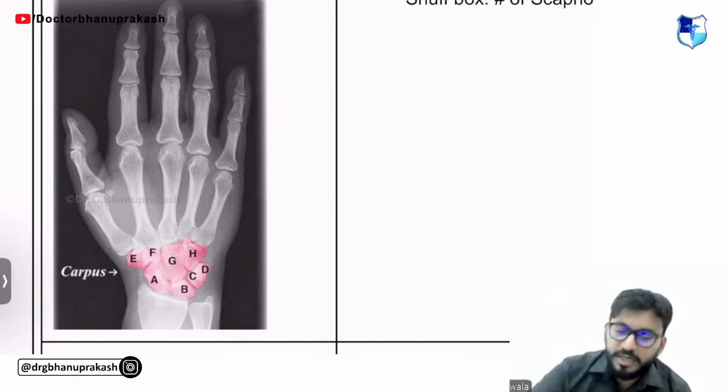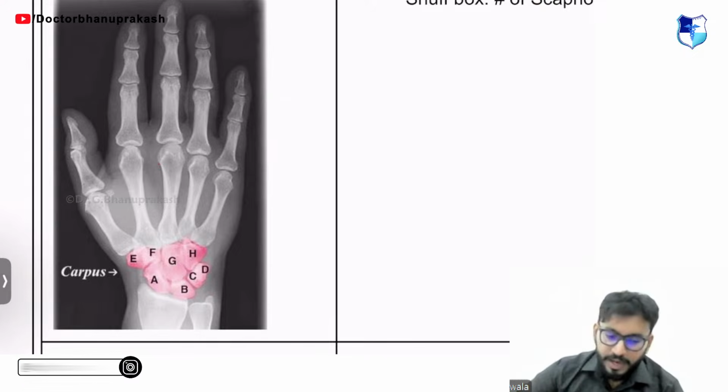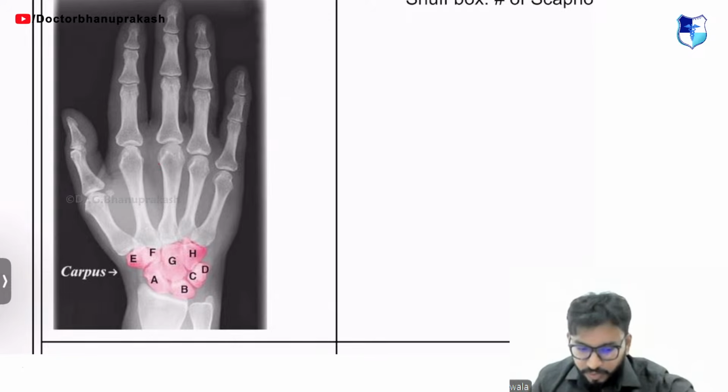Which fracture of which carpal bone presents as pain or tenderness in the anatomical snuff box? Come on, guys. Anatomical snuff box, pain and tenderness. Fracture of which bone?